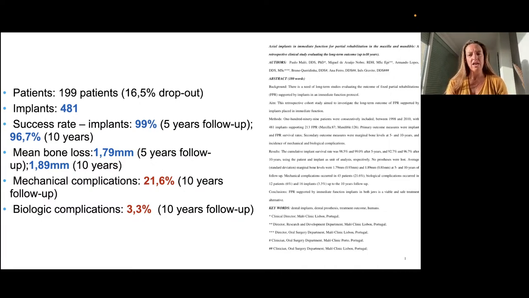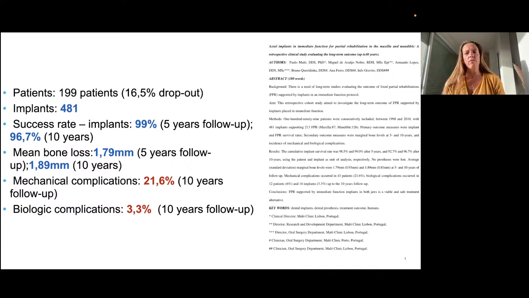Mean bone loss was 1.79 at 5 years and 1.89 at 10 years. Also very important to understand are the mechanical complications, which means unscrewing of the screw, unscrewing of an abutment, sometimes chipping of one of the crowns, or breaking of the provisional prosthesis. So we had 21.6% in 10 years of follow-up, much more common in the all-acrylic bridge, a provisional bridge.